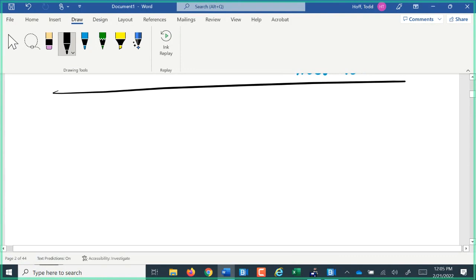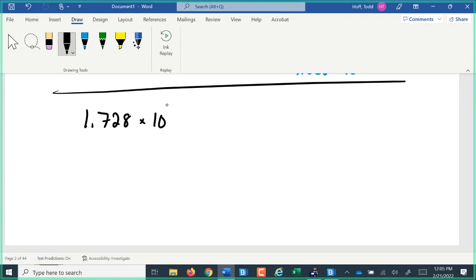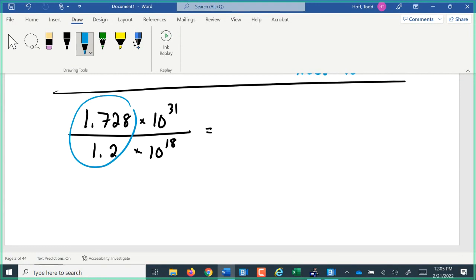We might have 1.728 times 10 to the 31st divided by 1.2 times 10 to the 18th. Divide the numbers. 1.728 divided by 1.2, 1.44. Then we divide the names. 10 to the 31st divided by 10 to the 18th. Well, we're going to subtract. 31 minus 18 is 13. That'll be 10 to the 13th.